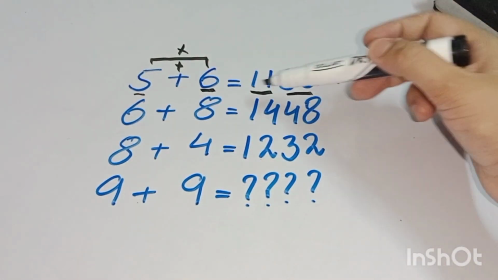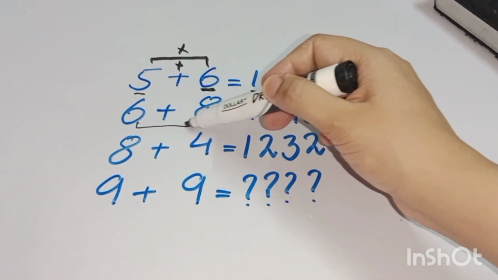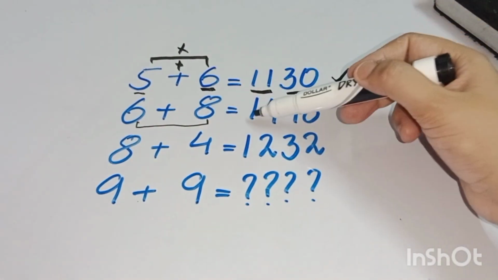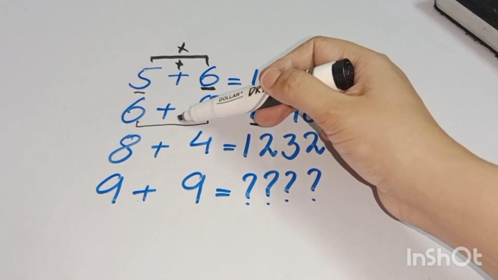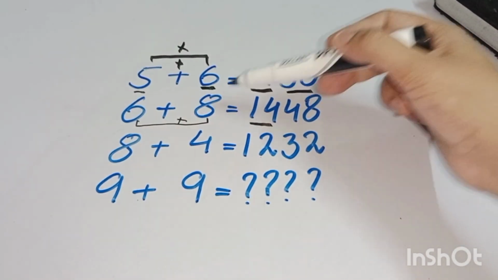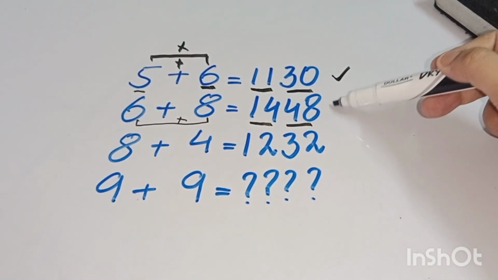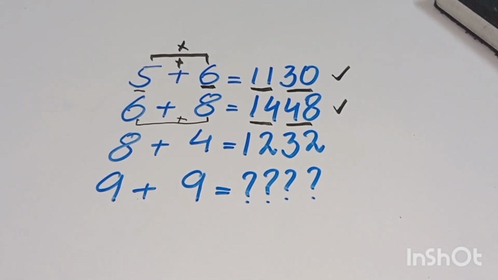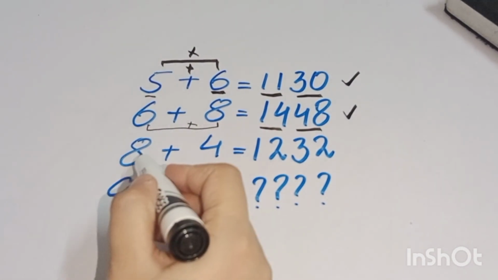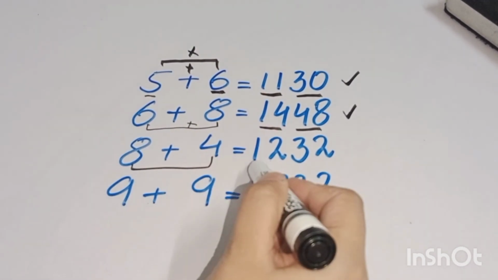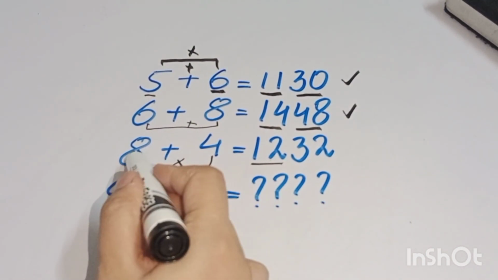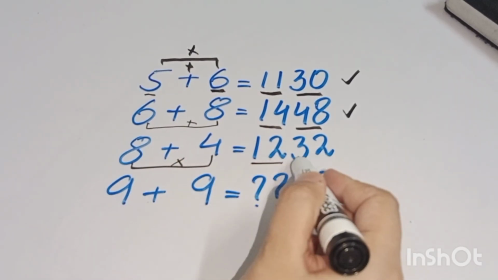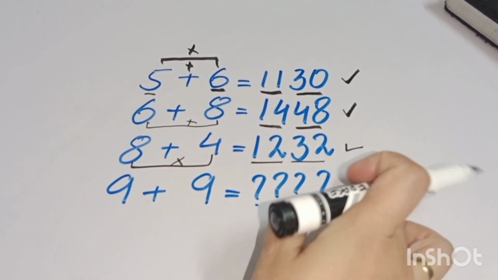Now second equation here. Firstly add these two digits. 6 plus 8 gives me 14. When we multiply these two digits, 6 times 8 equals 48. Second equation has also been satisfied. Now third equation. 8 plus 4 is 12. When we multiply these two numbers, 8 multiplied by 4, it gives me 32. Third equation has also been satisfied.